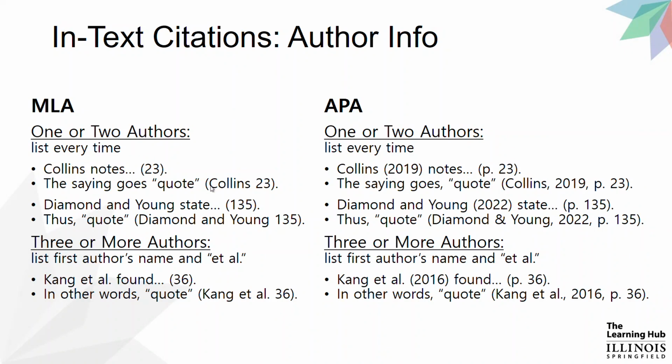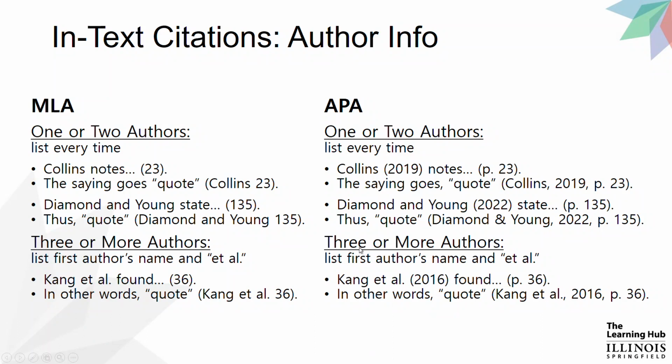So, "the saying goes," whatever the information is, open parentheses, Collins, space, 23, close parentheses, period. If you have two authors, you have just their last names with an "and" in between them every single time. So "Diamond and Young state," whatever the information, parentheses with the page number, or whatever the information is, and then everything in the parentheses: Diamond and Young, space, 135, close parentheses, period. In APA, one author, it's the same every time: Collins, parentheses, year, because again, you always place the year where you put the first element in APA, and then again, the page number at the end, or everything at the end, "the saying goes," quote, so same as over here. But here we've inserted the year with commas between the parts with a P period to designate page number.